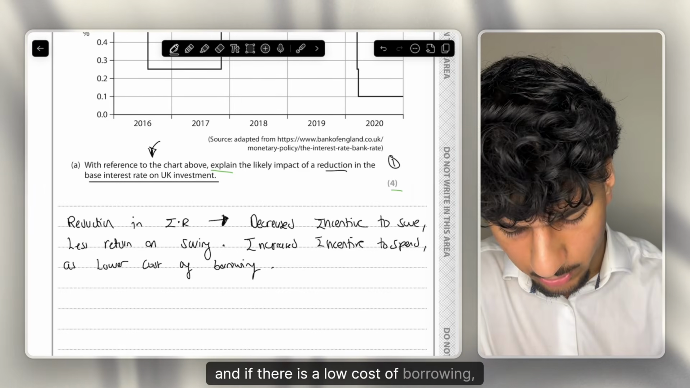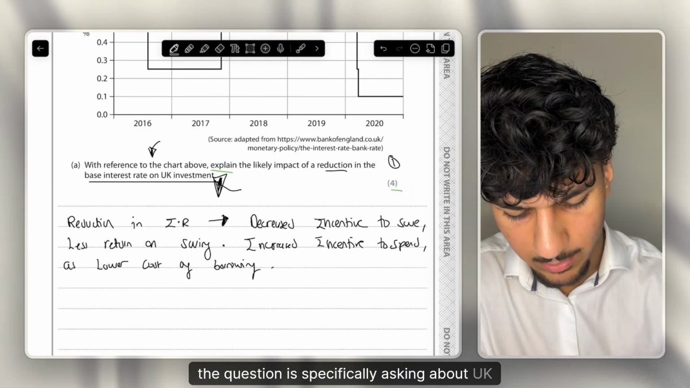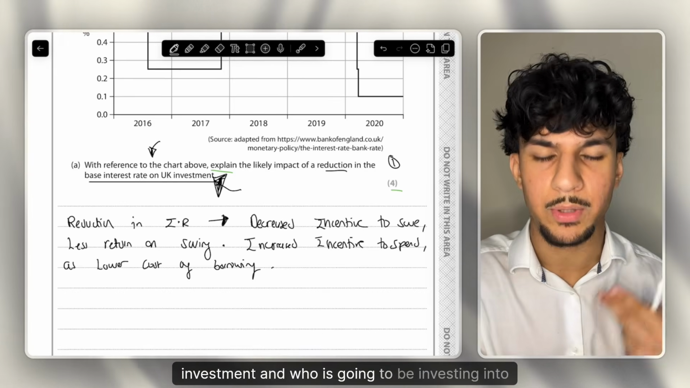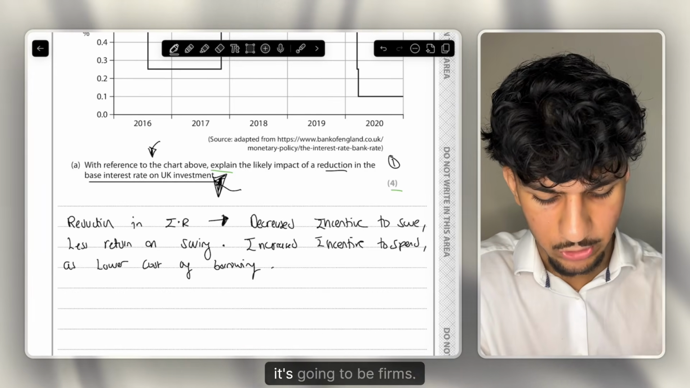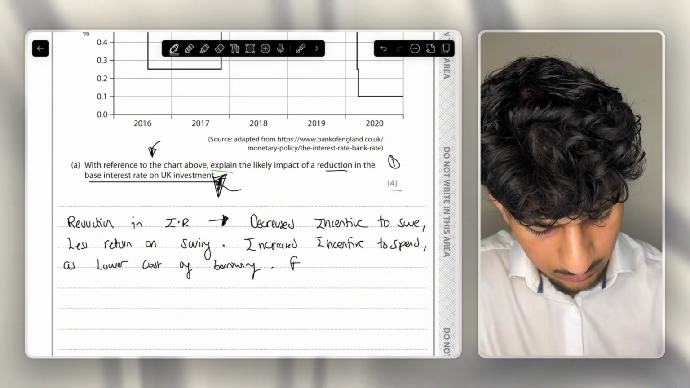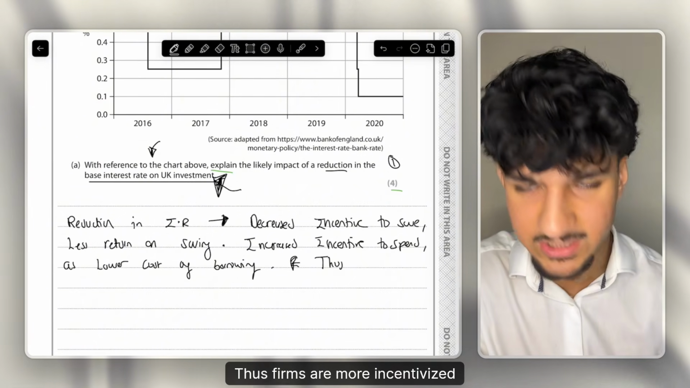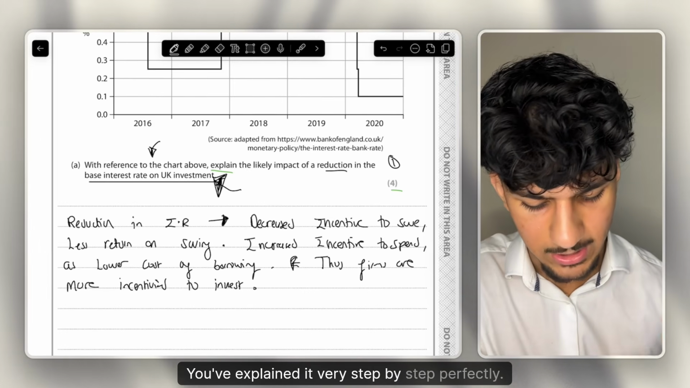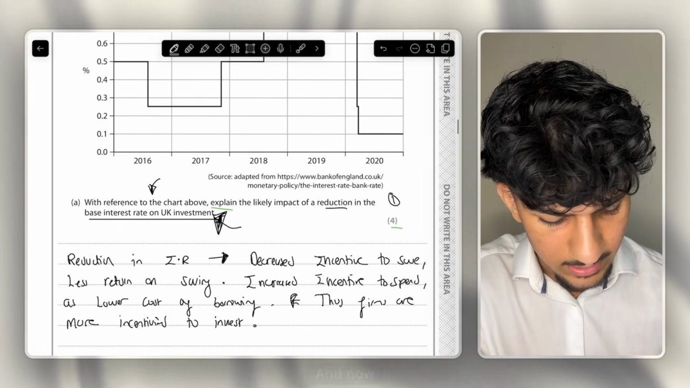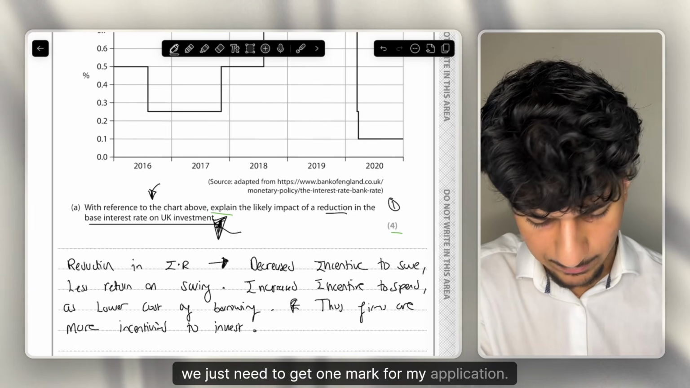And if there is a low cost of borrowing, the question is specifically asking about UK investment, so who is going to be investing into the UK? If you think about the AD formula, C plus I plus G plus X minus M, it's going to be firms. Those firms are more incentivized to invest. And that is all you need for your content knowledge marks. You've explained it step by step perfectly. Now we just need to get 1 mark for application.